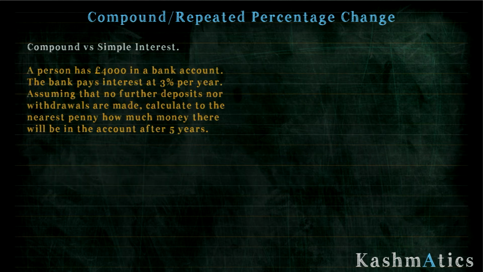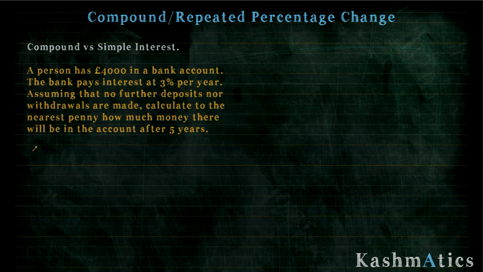Now in this example, I'm going to talk about compound interest versus simple interest. Now there's a really important difference between the two. When it comes to compound interest, you earn it on the current balance at the time when the interest is paid. When you're talking about simple interest, it is only paid on the initial investment. So let me explain how that works.